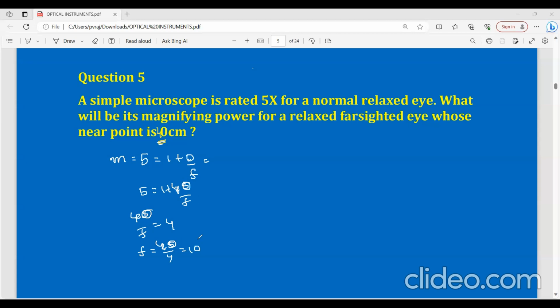Now they are asking, what will be its magnifying power for a relaxed far-sighted eye? That means when the image is formed at infinity. So in that case, what is the formula for magnification in the case of a simple microscope? That is simply d/f. What is d? It is 40. Just now we calculated f, that is 10. So the magnification will be 4 only.